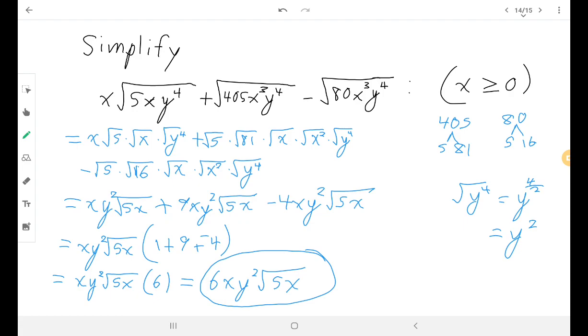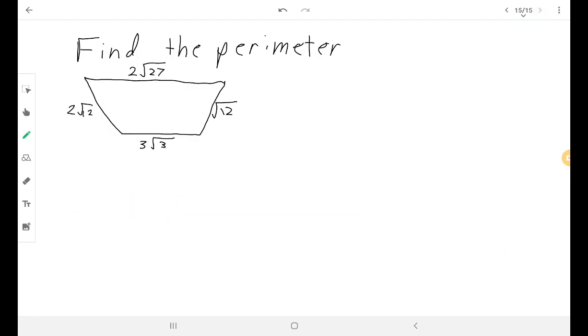And we've got one last problem to go through. Let's look at that now. If I ask you to find the perimeter of a shape, as long as I'm not asking you to find the perimeter of a circle, which is the circumference, the perimeter of any other shape is just adding up the sides, any shape with sides. So if I ask you to find the perimeter, I'm just asking you to add up all these sides. So that's 2 times square root of 27 plus 2 times square root of 12 plus 3 times square root of 3 plus the square root of 12.